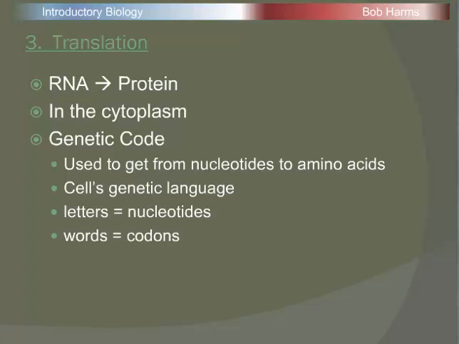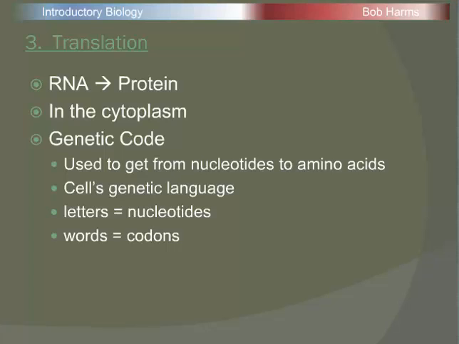It turns out the cell's genetic alphabet is only 4 letters. It's A, U, G's, and C's. It's made up of these nucleotides. But when the cell builds proteins, it doesn't read every letter. Instead, the letters are arranged into little genetic words that are referred to as codons, okay?